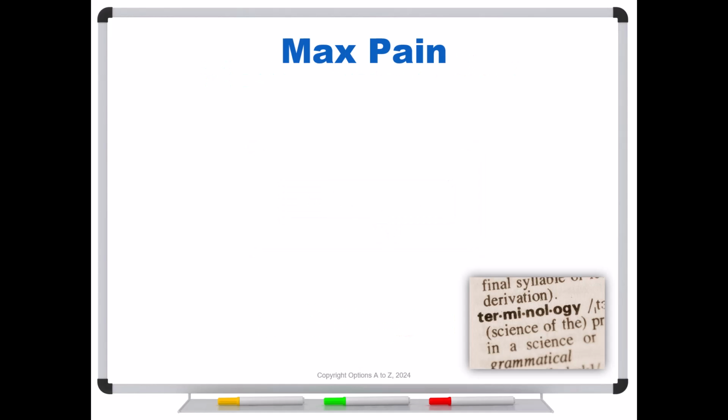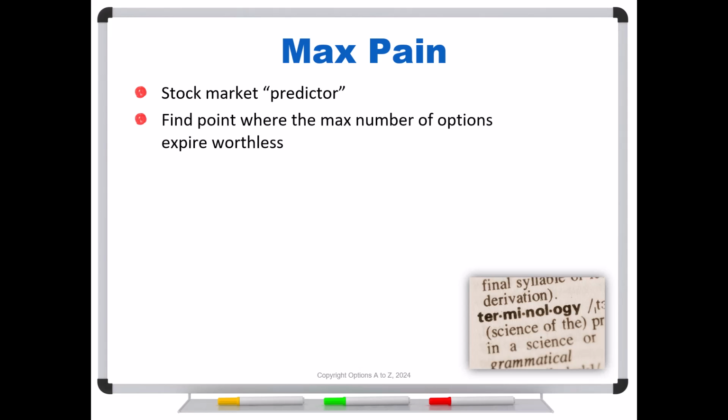So max pain, well, it's a type of stock market predictor. Where is the Dow going to go? Where is NVIDIA going to go? Pick your underlying. You can apply the max pain indicator. And essentially what it is, you're just finding a point where the maximum number of options will expire worthless. And they will weight this by the open interest. That'll make more sense in a moment.